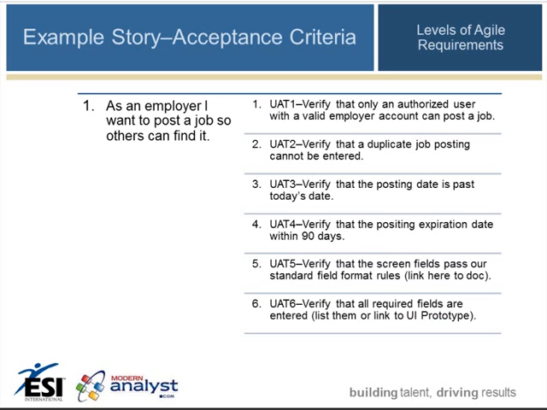If we take that story 1, as an employer, I want to post a job so others can find it, we can actually develop acceptance criteria for that particular user story. And these are developed up front as part of the requirements development. And you can read them here, UAT 1 through 6, and how those, for example, could be written up by an Agile development team. And bearing in mind, again, that this is a team effort to put these together. So while there may be a business analyst present on the Agile software team, they may not be doing this without consultation with the remainder of the team.